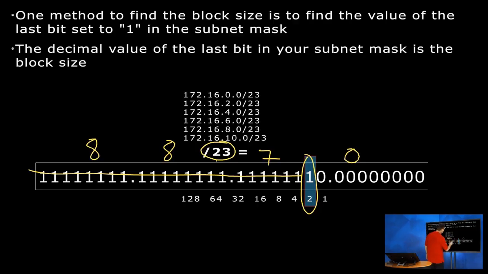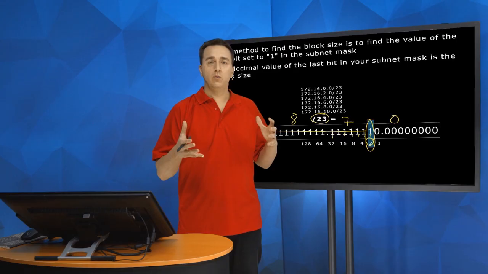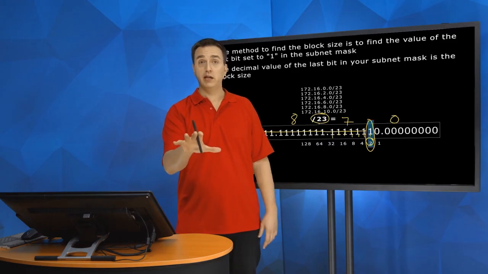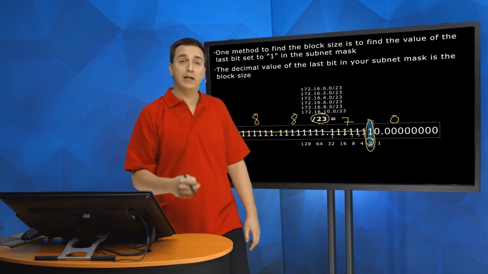So this value here would have a value of 128. This one would have a value of 64. This one would have a value of 32, 16, 8, 4. Look at that. 2. So the value is 2 in this case. So with that in mind, we have our block size. That's right. The block size is 2. It's 2. We're counting by 2.